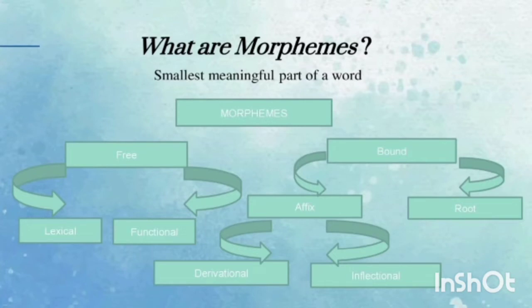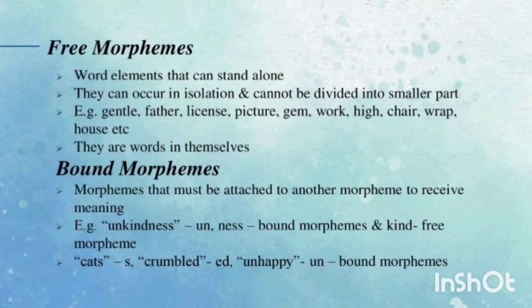And morphemes are the smallest meaningful part of a word, also called a meaningful unit of grammatical function. Morphemes can be further divided into free morphemes and bound morphemes. Free morphemes are word elements that can stand alone, in isolation, and cannot be further divided into smaller parts. For example, words like gentle, father, license, picture, gem, work, high, chair, wrap, house, etc. all come under free morphemes, and they are words in themselves.